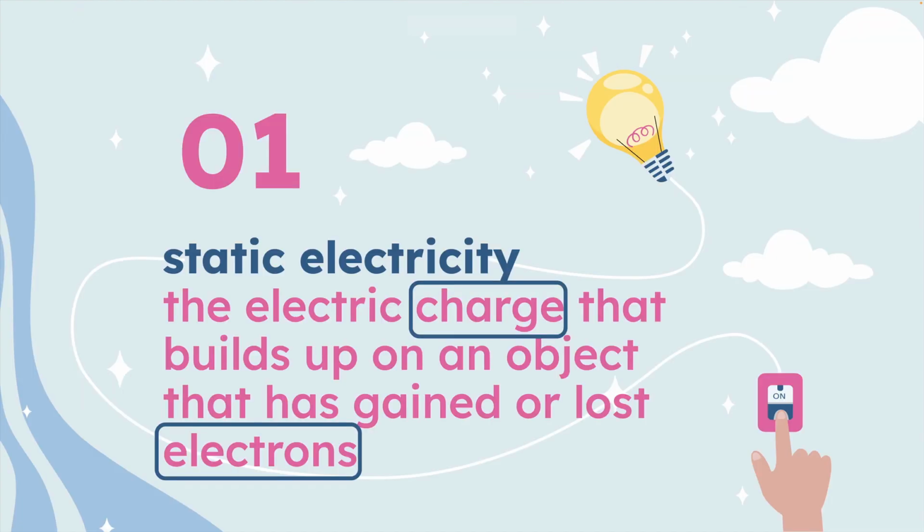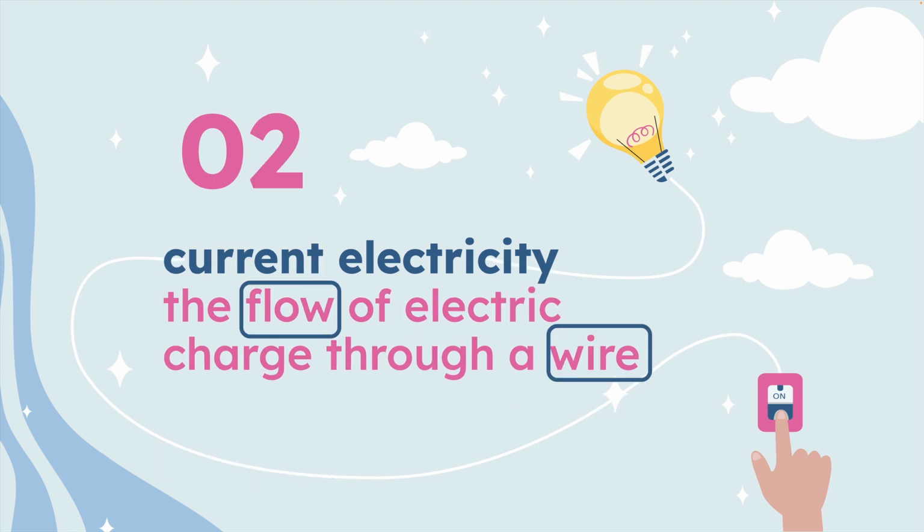Our first vocabulary word is static electricity: the electric charge that builds up on an object that has gained or lost electrons. Our second vocab word is current electricity, which is the flow of electric charge through a wire.